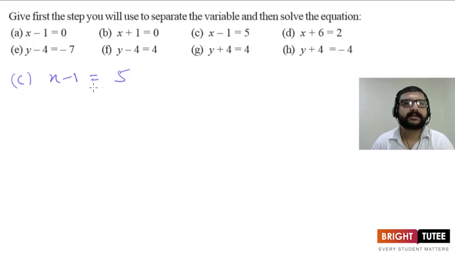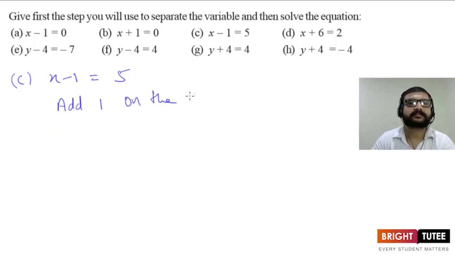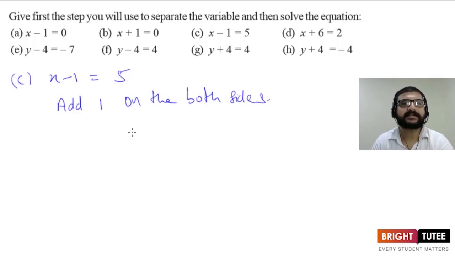So what we will do for that, we will get rid of this minus 1 here. And how to do that? By adding 1 on both the sides of the equation. So whatever we have to do on both the sides of the equation, then only our equation will remain balanced.